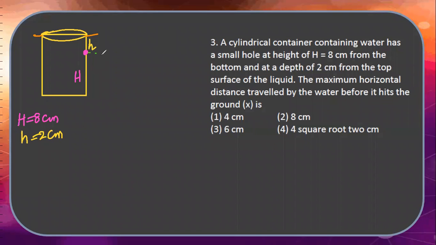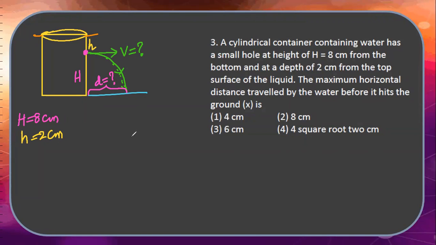Then water will fall from this hole, and it will fall like this. Then we have to calculate the velocity at this point. Then we have to calculate the horizontal distance. D is how much we have to calculate.